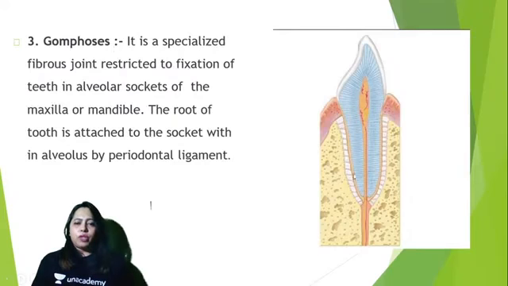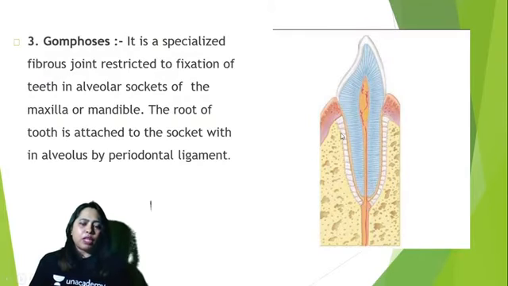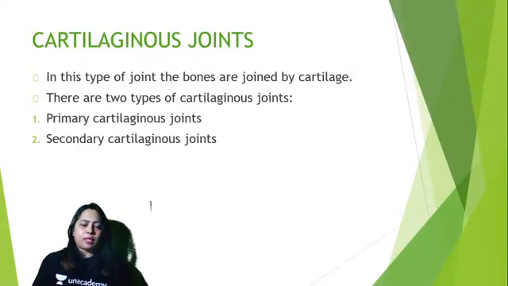Now this is the gomphosis we were talking about. You can see the root of the tooth is attached to the socket. A ligament is present here, called the periodontal ligament, that holds the tooth in its place so that it doesn't move. All these joints we discussed do not move, they are restricted in movement. They are fixed in one place, and hence they are called fixed joints, or the fibrous joints.